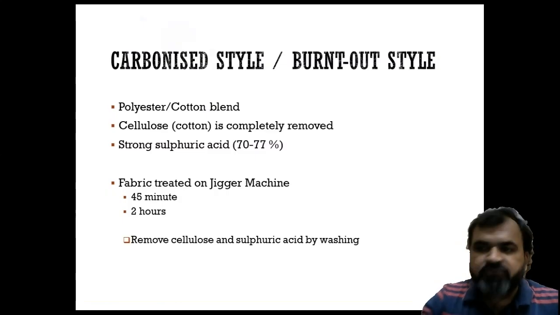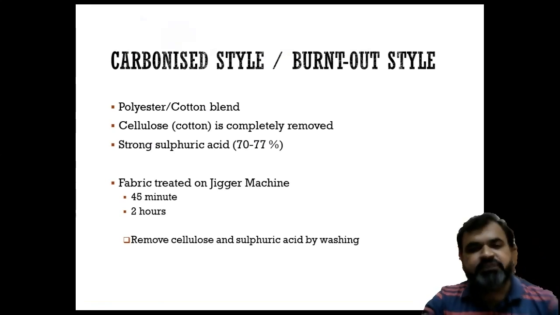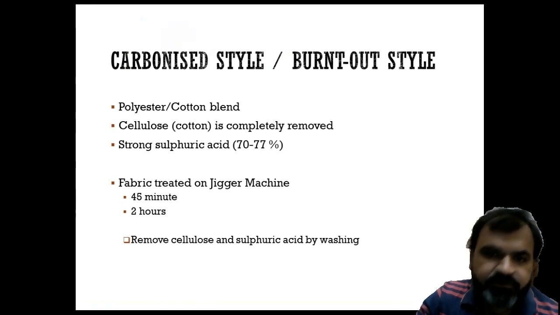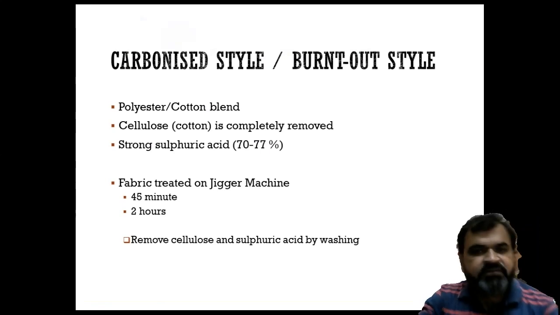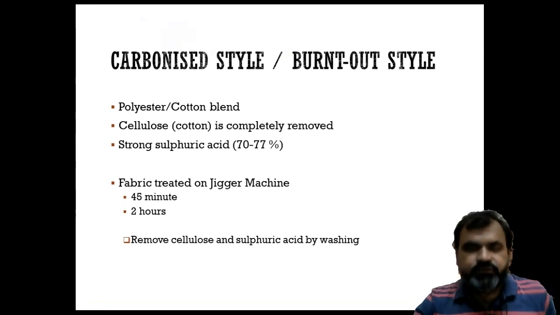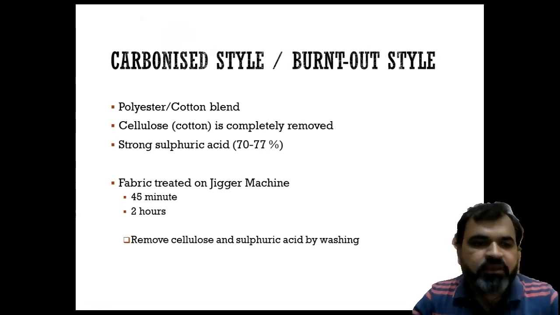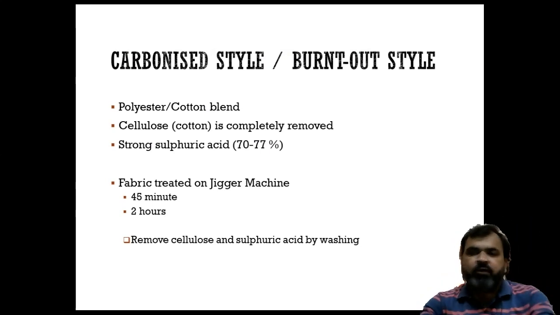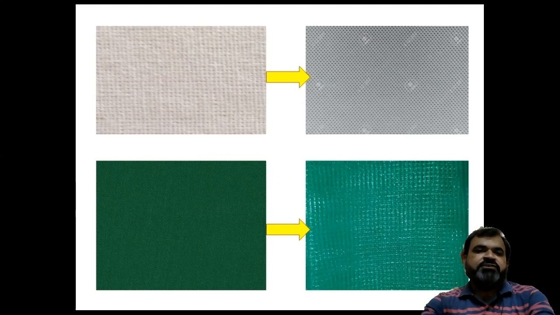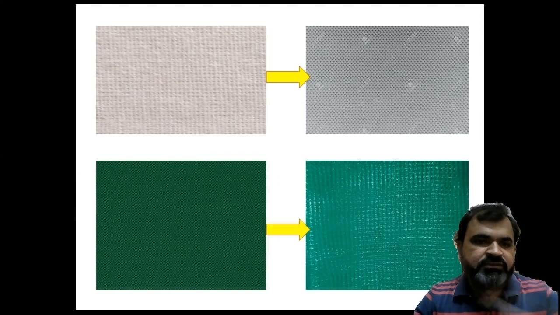Carbonized style as well as burnout style. This is done on the PC blend, polyester cotton blend, by using 70 to 77% sulfuric acid, strong sulfuric acid. And the basic characteristic of cotton is that when you add this much amount of this concentrated acid on a cotton, cotton will degrade. Okay, so what we are doing when you are burning out, that means when you are removing all the cotton from the polyester cotton blend, all cotton portion has been burned out or degraded, that is known as the brasso.